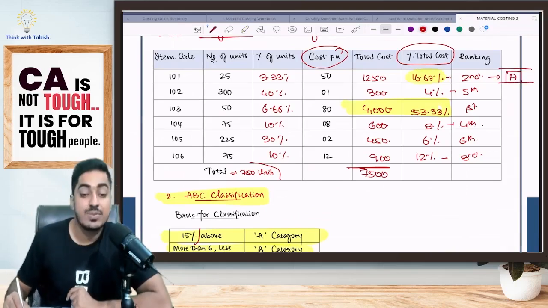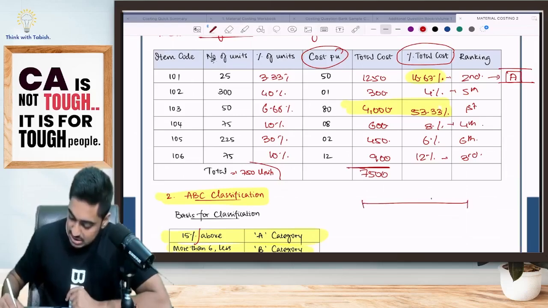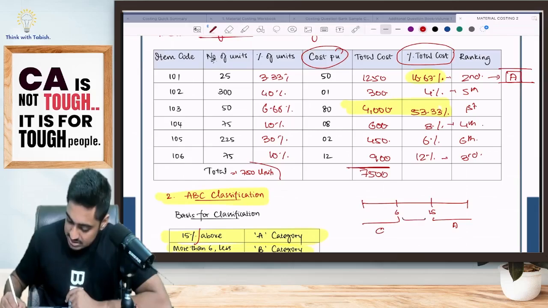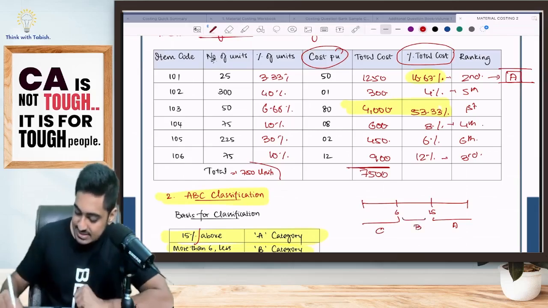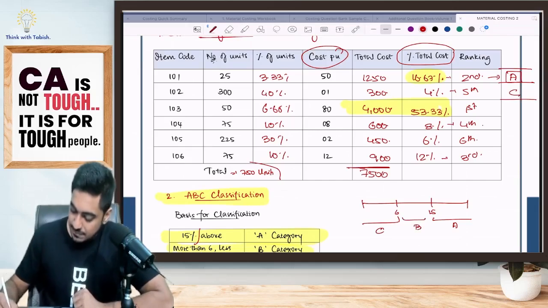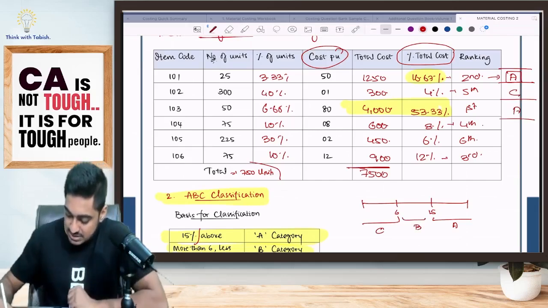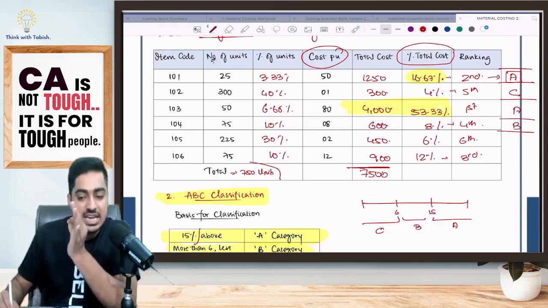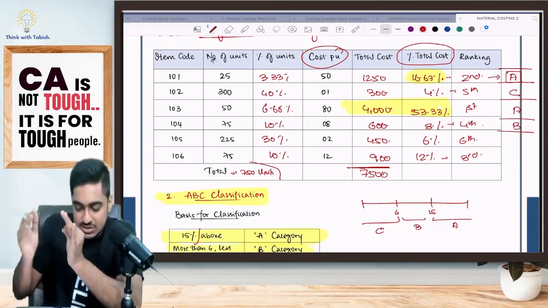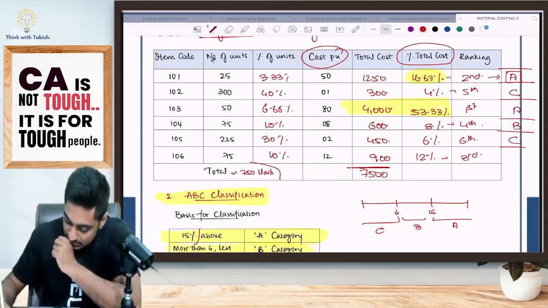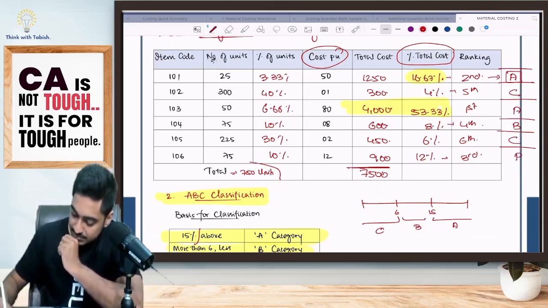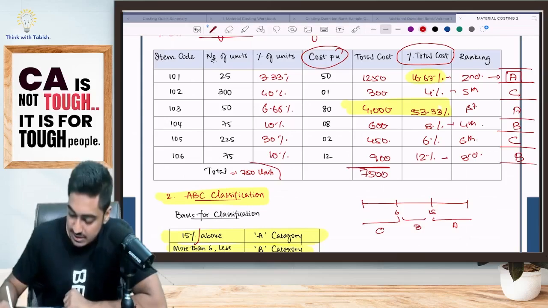Okay, sir. Second item, 4% only. Look at this. 15 or above is A. From here till here is A. 6 or below is C. In between this is B. 4, it is less than 6. That means C category. 53.33, A category. 8%, it is beyond 6. That means B category. 6%, exactly 6. Which category students? 6 or below, C category. 12, B category. Till here is this fine everyone?